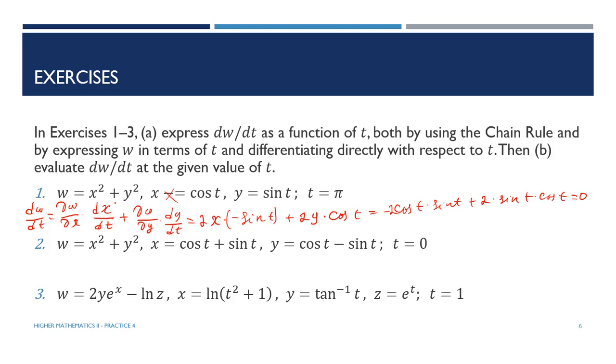So cosine squared of t gives us 2 times cosine t times negative sine t, plus 2 times sine t times cosine t. They have different signs, so the answer is 0. And the next one uses the same formula. I will use dv dt equals the partial derivative of w with respect to x times dx dt, plus the partial derivative of w with respect to y times the derivative of y with respect to t, and so on.